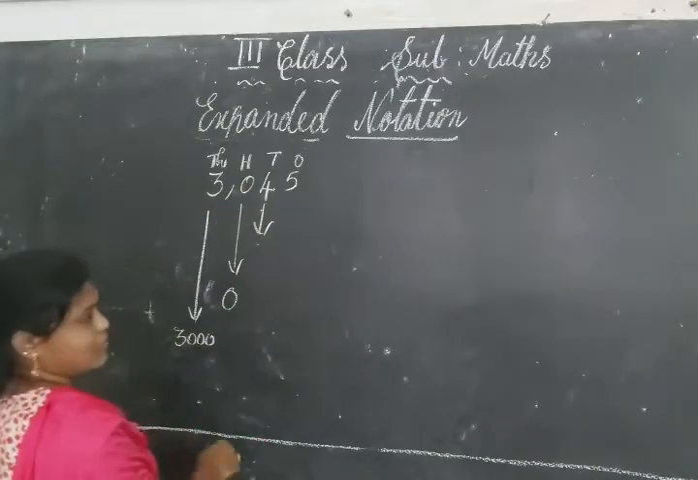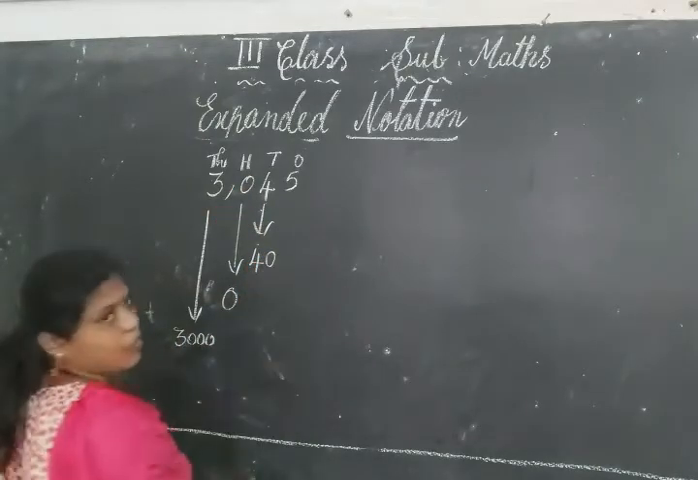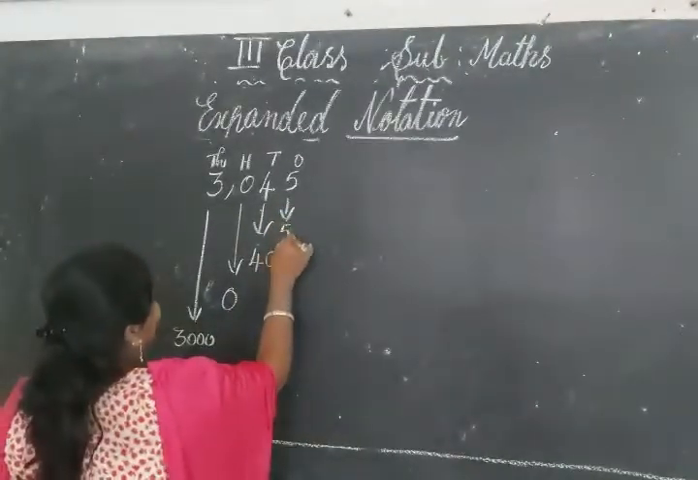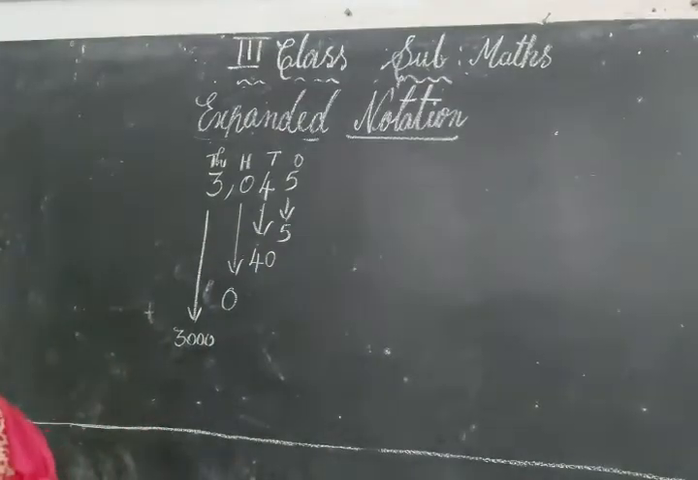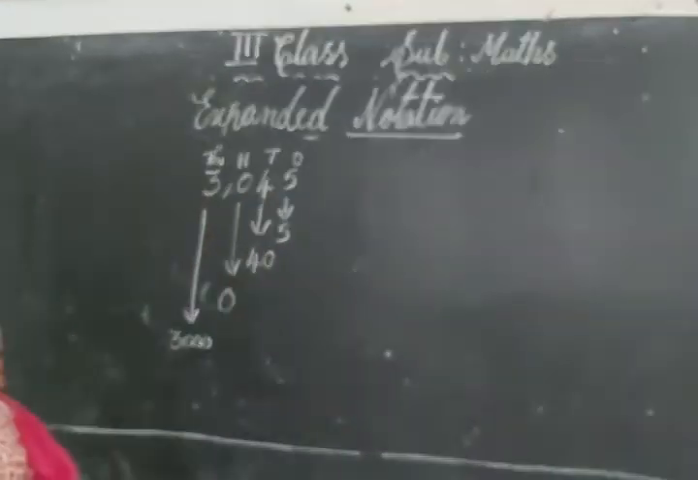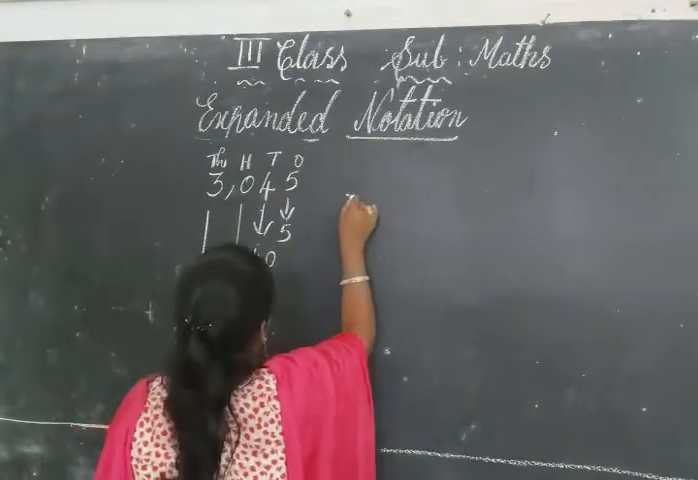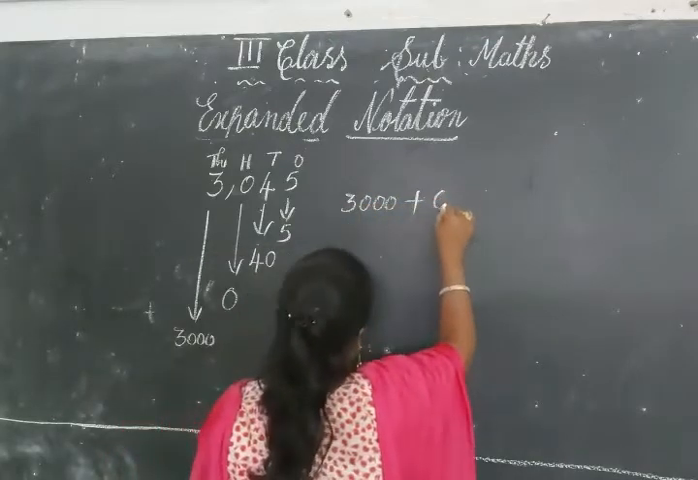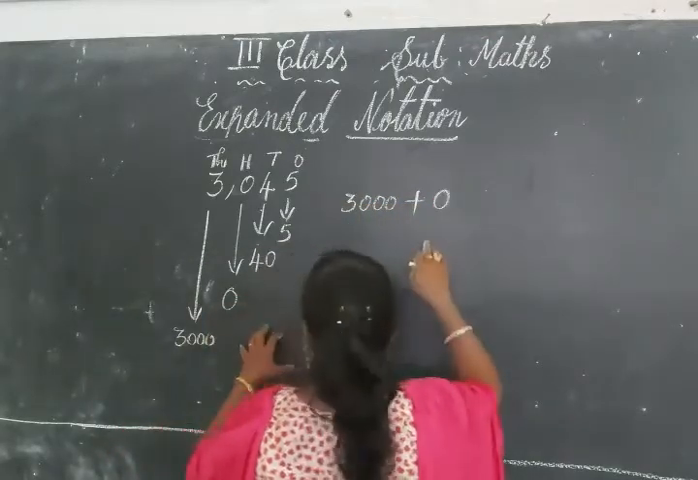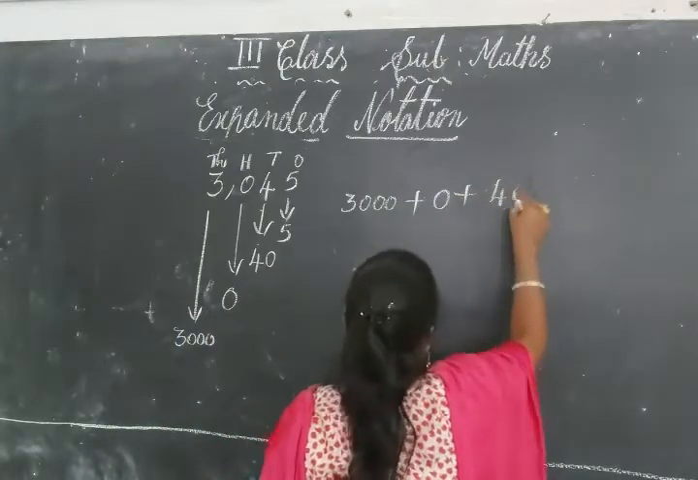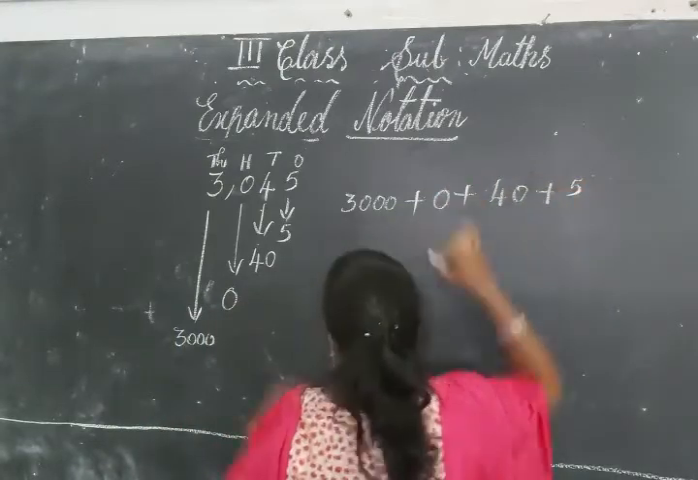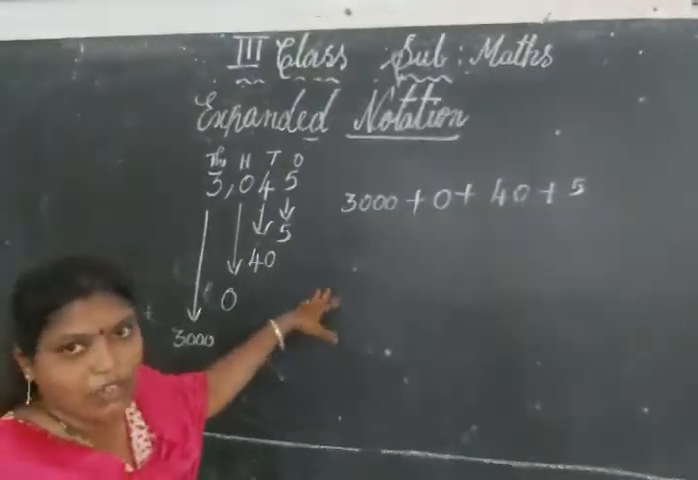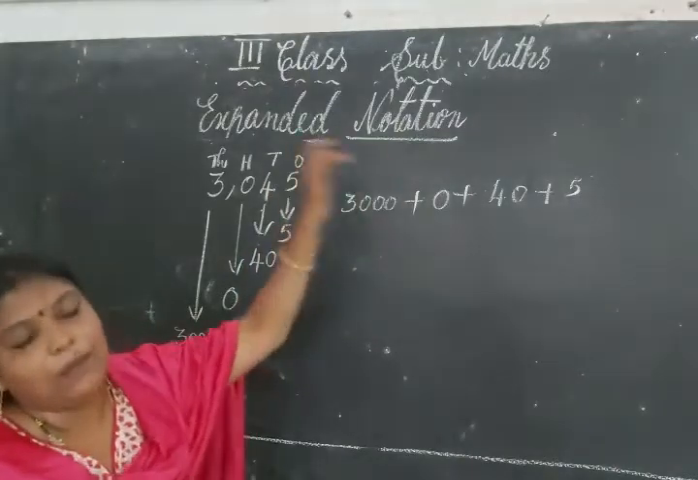The digit in the tens place is 4. So the place value of 4 is 40 and the place value of 5 is 5. It is in the ones place. So the place value of 5 is 5. So what is the expanded notation? 3000 plus, here the place value is 0, 0 plus 40 plus 5. So the expanded notation of 3045 is 3000 plus 0 plus 40 plus 5.